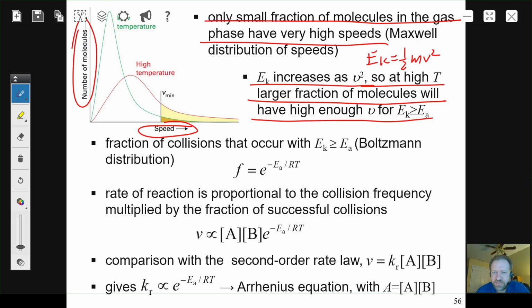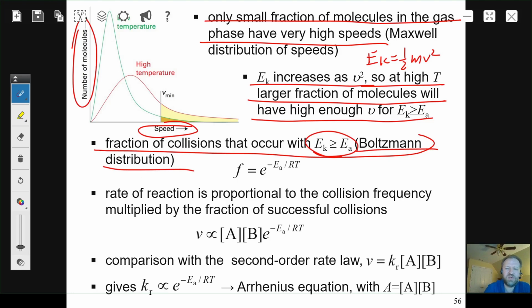because they have sufficient velocity to get them over the activation barrier. So they have enough kinetic energy to go over the barrier. Now, the fraction of collisions that occur with sufficient kinetic energy along the line of approach can be determined using the so-called Boltzmann distribution, which is basically nothing else but the exponential function. In the exponent, we have the negative of activation energy divided by the product of gas constant and temperature.